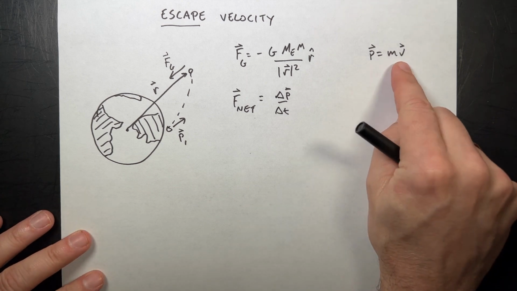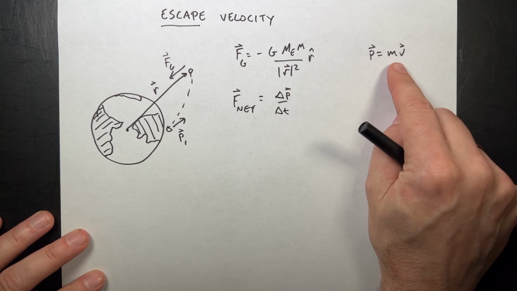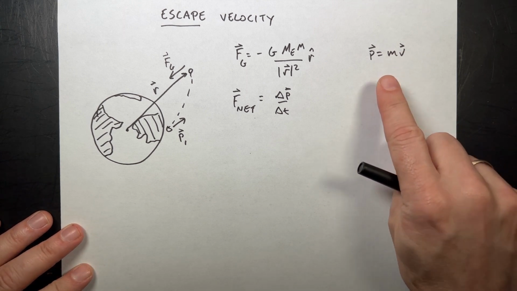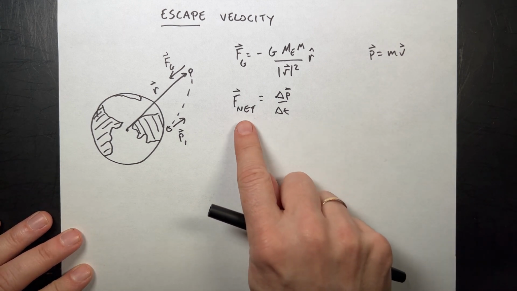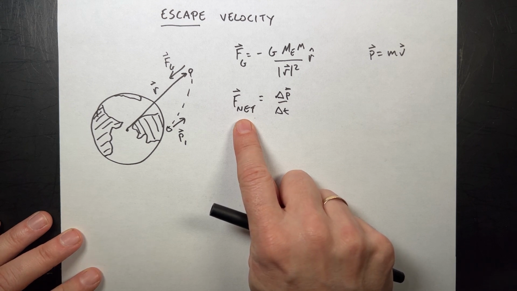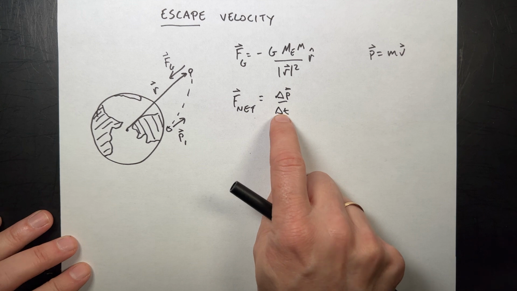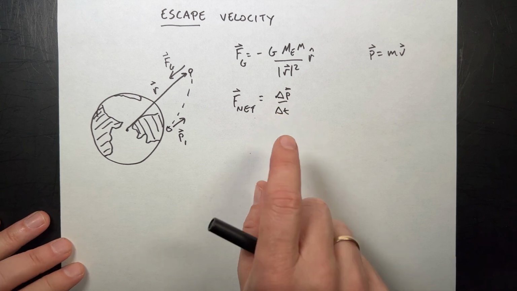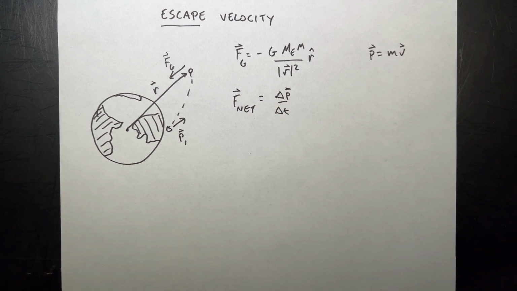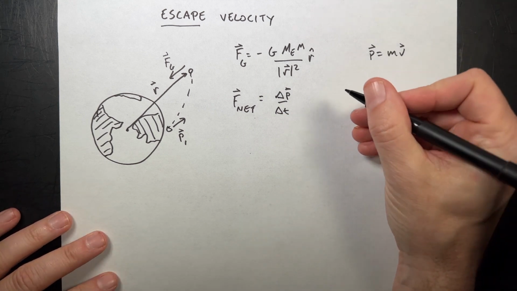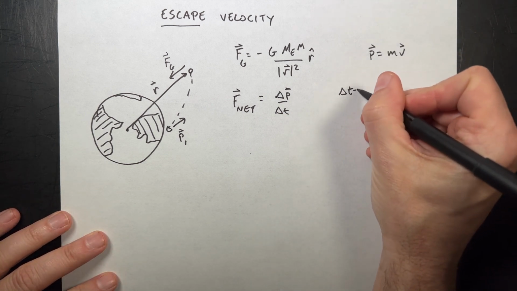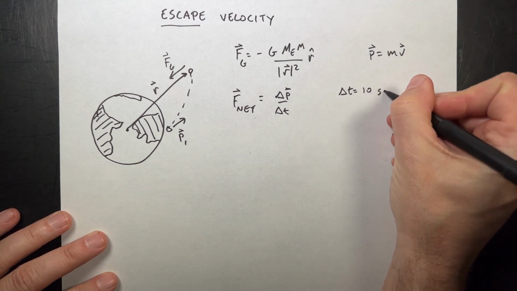The momentum is mass times velocity. In this case, we're not moving so fast that we can't use that. So, momentum is mass times velocity, and the momentum principle says that the total force on an object is the rate of change of momentum. I've written this as a finite difference, delta p over delta t. Let's say we take a small delta t, and I'm just picking a value, I think this will work: delta t equals 10 seconds.